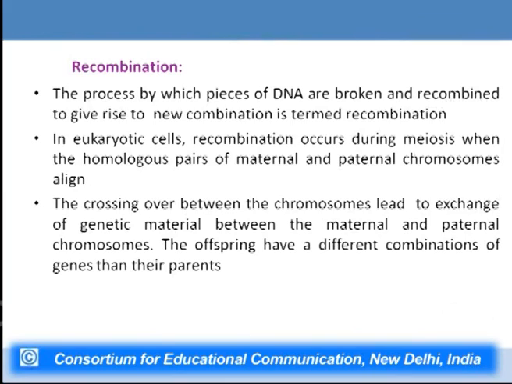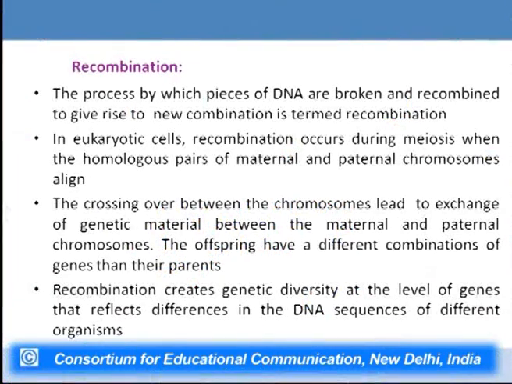The crossing over between the chromosomes leads to exchange of genetic material between the maternal and paternal chromosome, and the offspring which are formed after fusion of such gametes have a different combination of genes than their parents. So in both the male parent and the female parent, the homologous pair undergo recombination, and when the sperm and ova from the father and mother respectively fuse to form a zygote, a new combination of genes arises because of this event of crossing over. So this is how recombination occurs in eukaryotes.